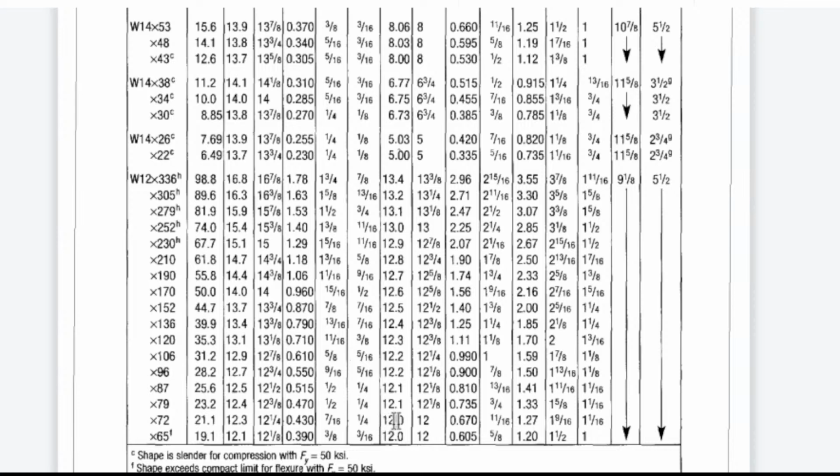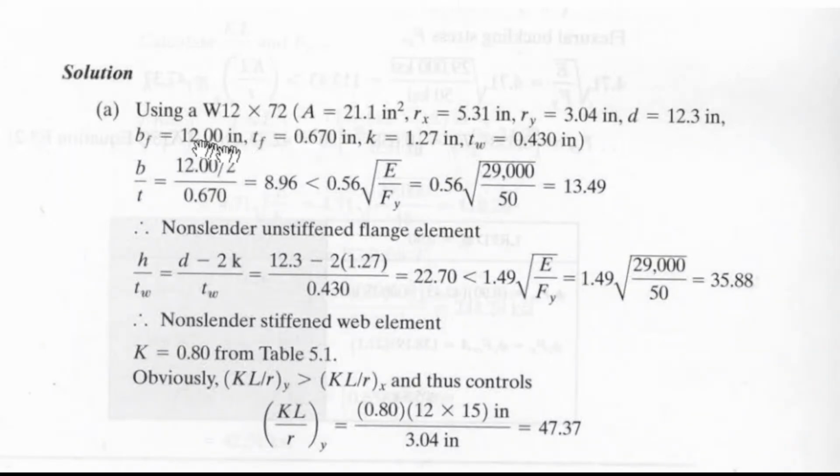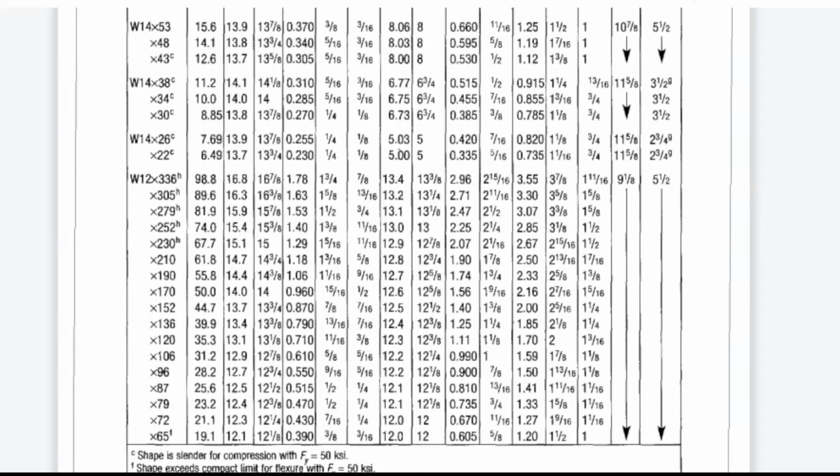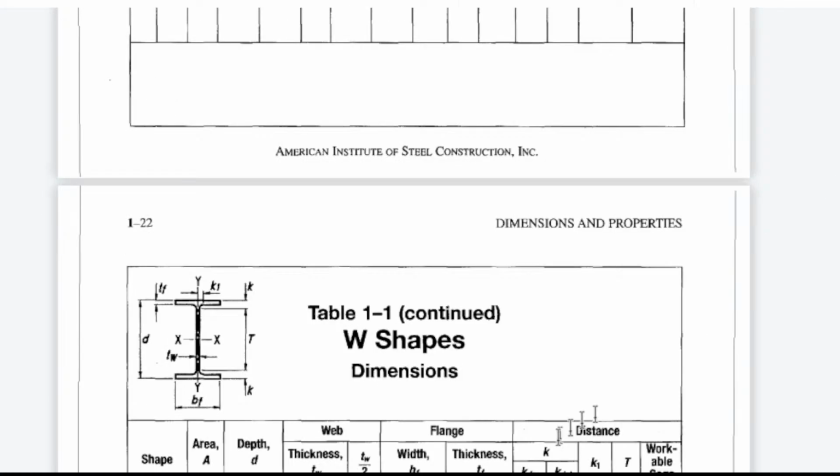So BF is 12. TF is 0.67. BF is 12.67. Correct. K and TW. So let us take a look. Where is TW? Here. TW here, and K here. So let us go.